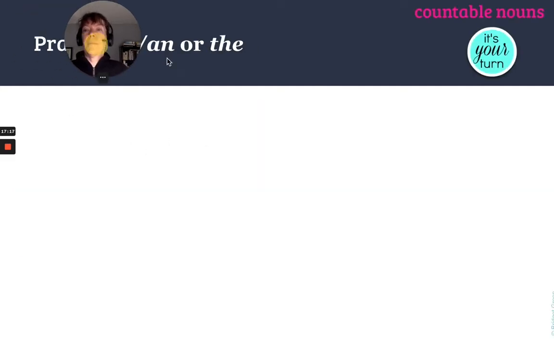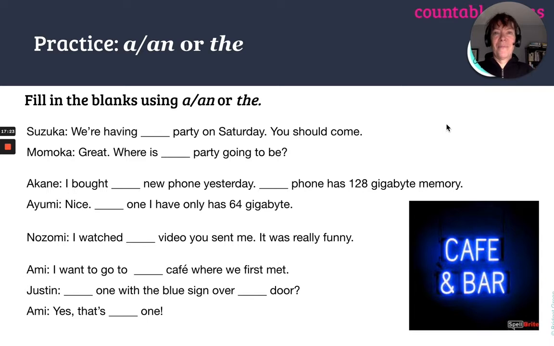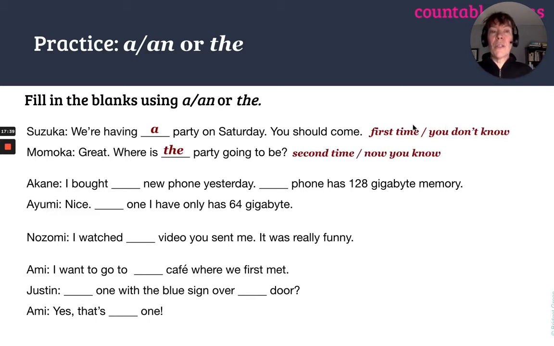Let's practice. Practice a, an, or the. Let's check your answers. Okay, here we go. We're having a party on Saturday. You should come. Great. Where is the party going to be? Look how that switches. First time, you don't know. Second time, now you know.